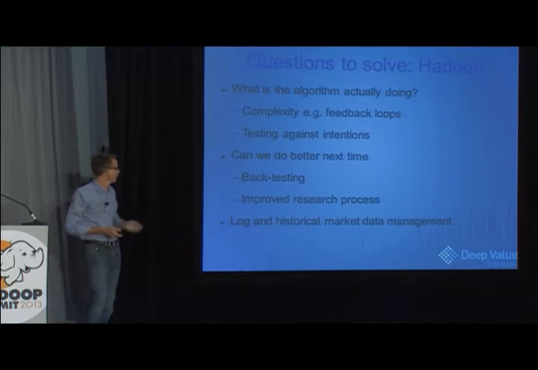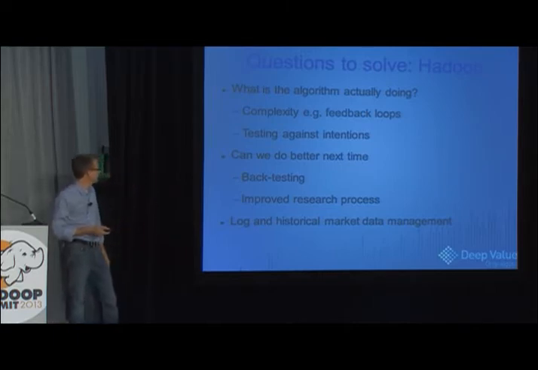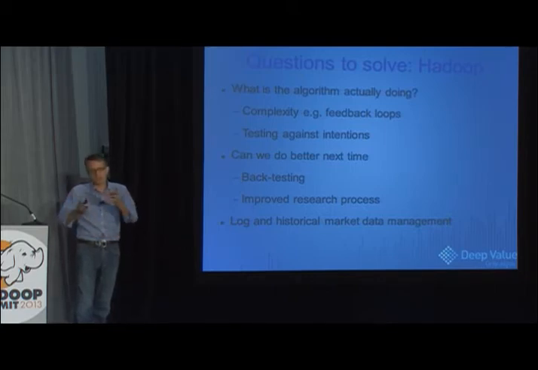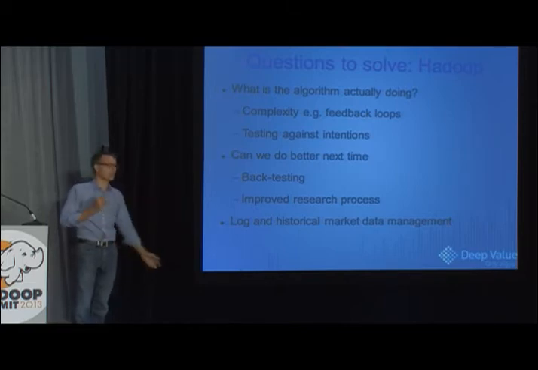So we had this problem of how to test it, testing against intentions. That was the one thing we had to try and solve. The second thing was, how can we do better next time? We have this algorithm that traded today, and we want to see if we can improve it. So we have to do back testing, and part of that was introducing our trading system into our research process. The other problem we had was that we had a lot of logs coming out and no way to manage them.